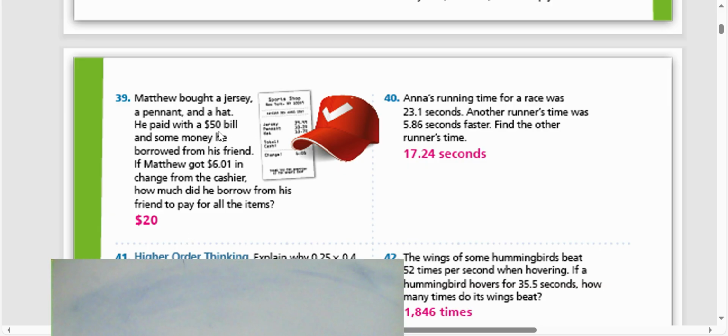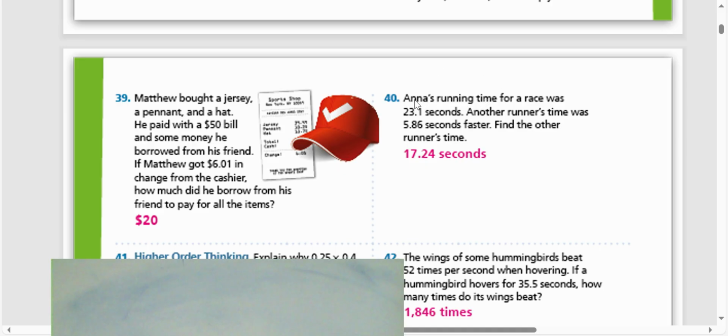Because the bill here gives us this information: he paid a 50 bill and some money he borrowed from his friend. If Matthew got $6.01 change from the cashier, how much did he borrow from his friend to pay for the items? He can borrow 20, because 50 plus 20 equals 70. It's greater than 6.01, because he paid 50. Understood, because the remainder here was 6.01. Then he gets from his friend $20.